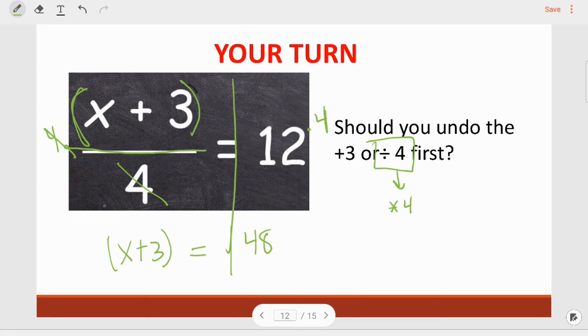Now that there is nothing outside of the parentheses, I can erase them. And now I can focus on what was inside. Now I can focus on getting rid of the plus 3. To do the opposite, I'm going to minus 3, which gives me that 0, and x is equal to 48 minus 3 is 45.